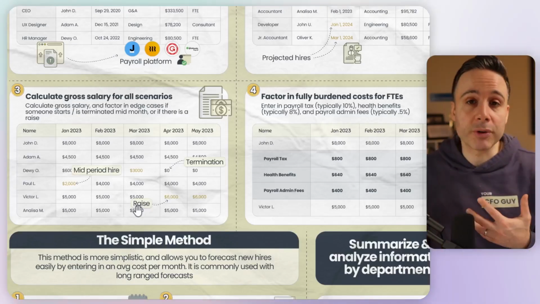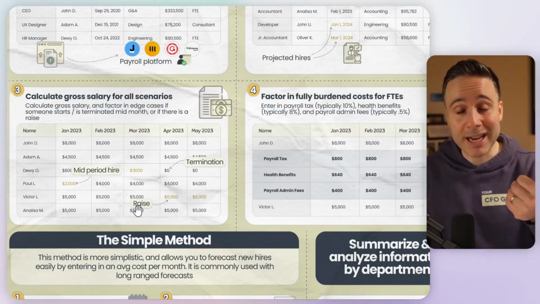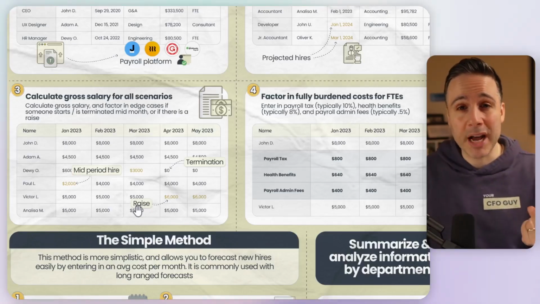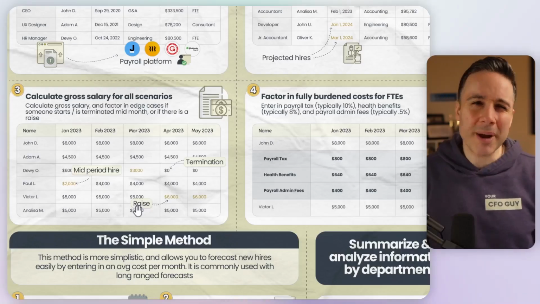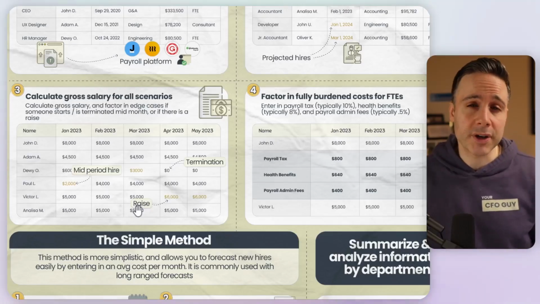After you calculate their gross salary, you'll also want to load in all those other costs, such as payroll taxes, health benefits, and payroll admin fees. Generally, those come out to about 20% extra for full-time employees. Once again, consultants are not included.